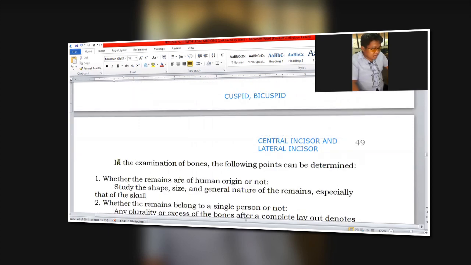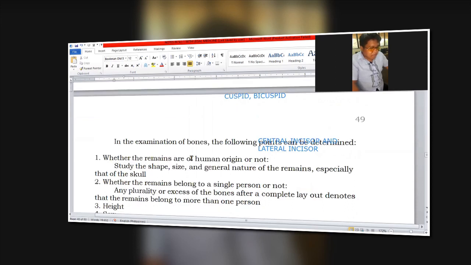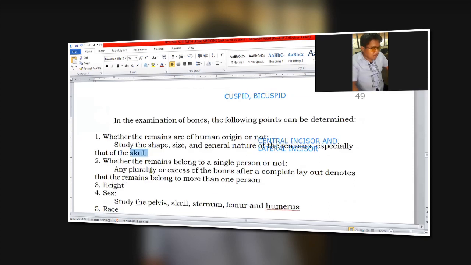Then, in the examination of bones, the following points can be determined. Whether the remains are of human origin or not. What is examined to tell if it is human or not? It may be an animal. Study the shape, the size, and general nature of the remains, especially the skull. Whether the remains belong to a single person or not, any plurality, or excess of bones after complete layout.